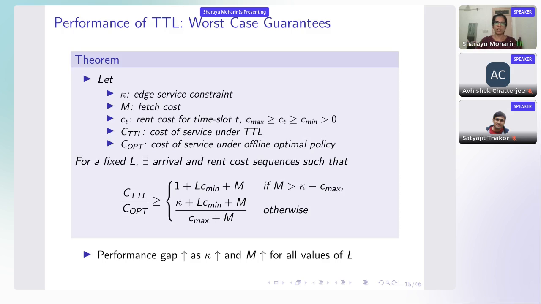You would note that the lower bound deteriorates as the fetch cost M increases, as well as the edge service constraint kappa increases. So on the next slide, I'll go over a summary of the results for our policy, the fundamental bounds, and TTL, just to recap what we've seen so far.